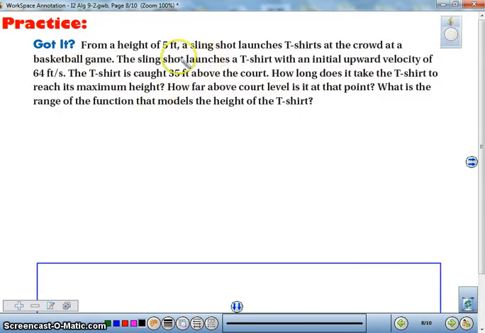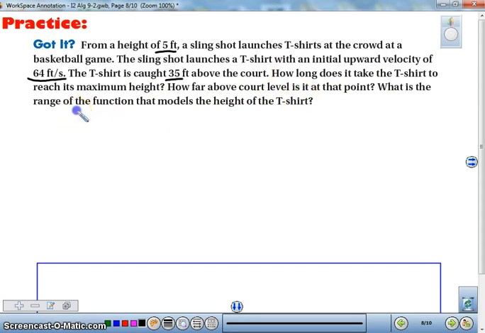On this next one, they're telling us the initial start point. They're telling us our velocity is 64, and it's caught at 35 feet above the court. And they ask us the same questions. How long does it take to reach the maximum? How far above the court is it? And what is our range of values?